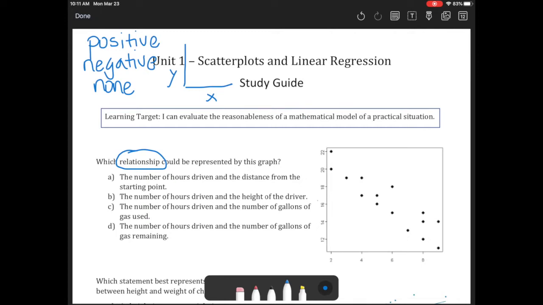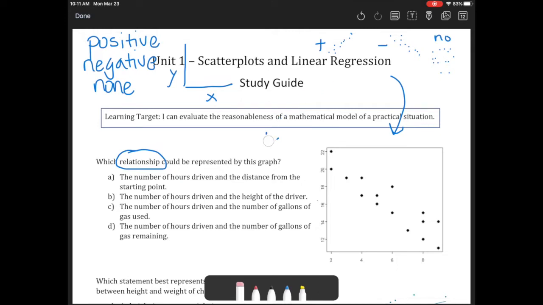First of all, if you're looking at the graph, it's a positive relationship if the dots go up to the right. It's a negative relationship if the dots go down to the right. It's no relationship if your dots are just sort of random and they don't make any kind of a line, okay?